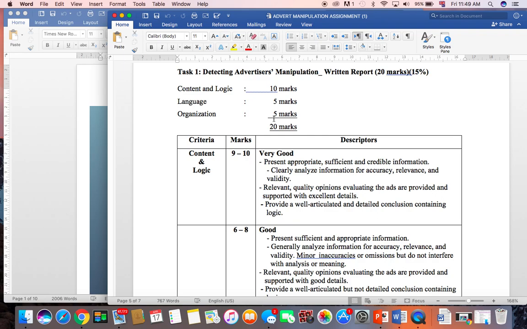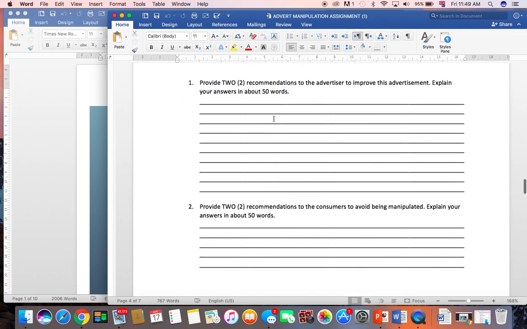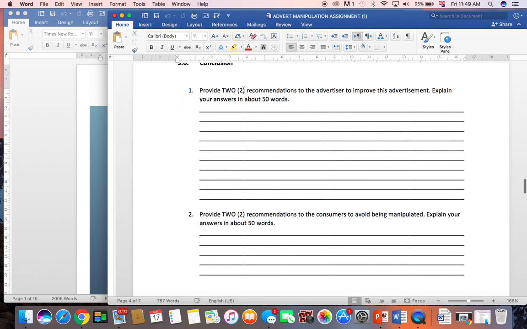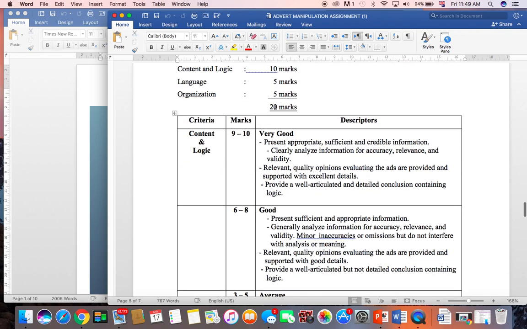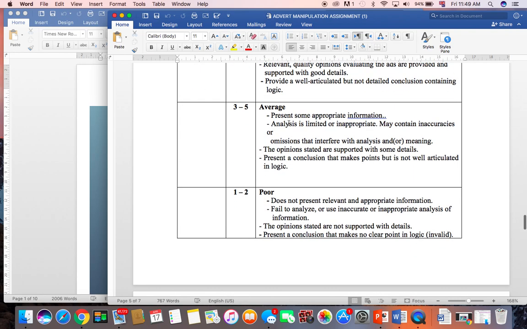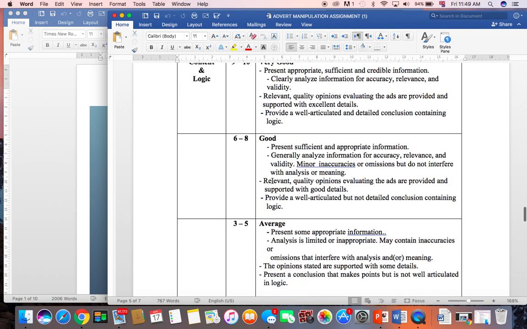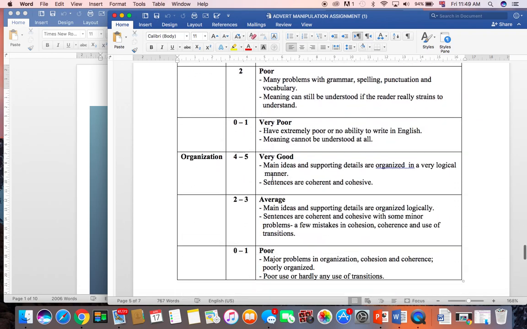When it comes to organization, in some of the questions, we ask you guys to give, like, 2 recommendations, and those are the things that we want to look at for the organization of your thoughts. How would you make it much more understandable for people who are reading your report? And that would constitute marks in organization. Now, a very thorough and much more specific description of each mark can be seen here.